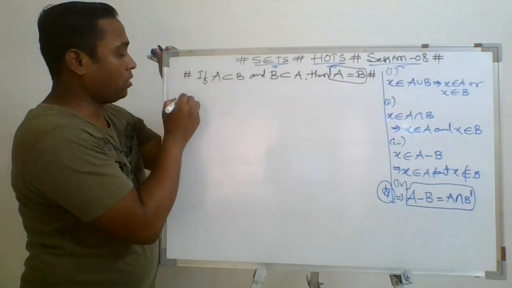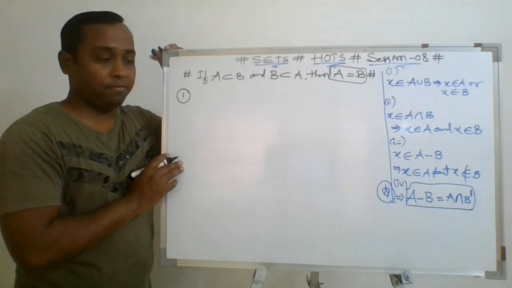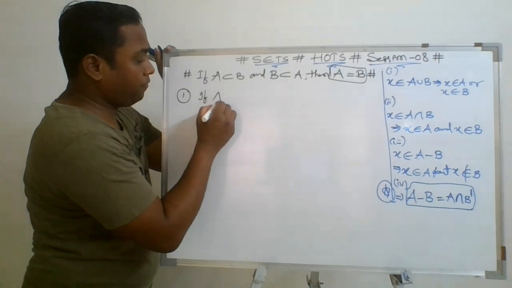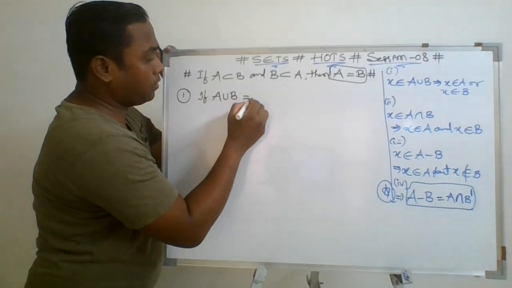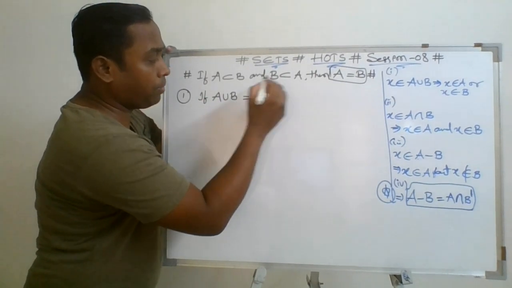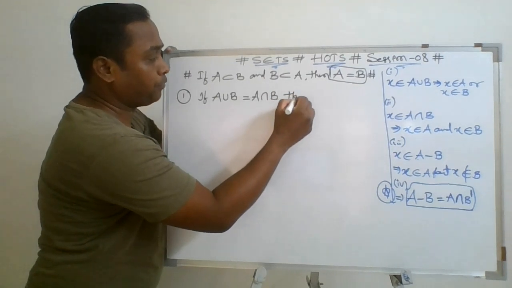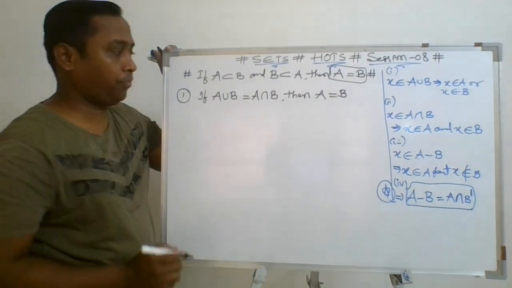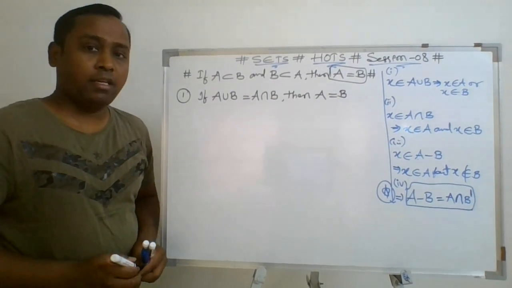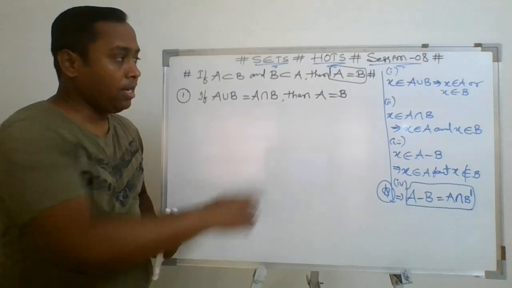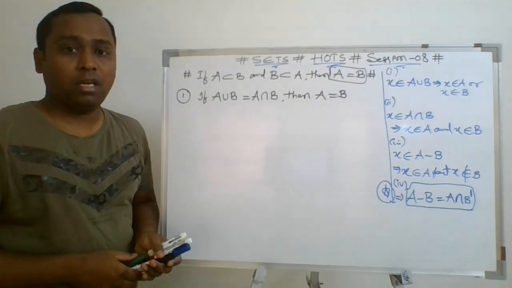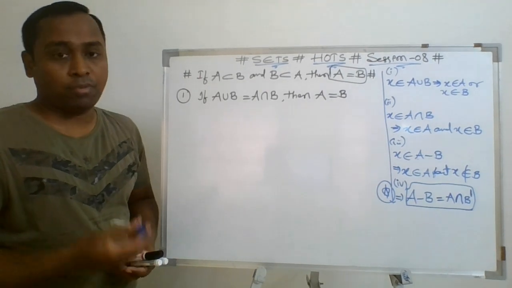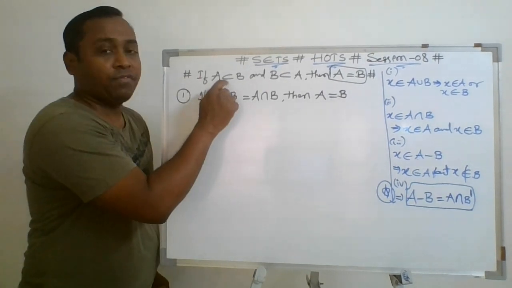Let's take question number 1 from the worksheet itself. What was the question? If A union B is equal to A intersection B, then A is equal to B. If A union B is equal to A intersection B, then the sets are said to be equal. So we are going to prove this statement by using some properties.